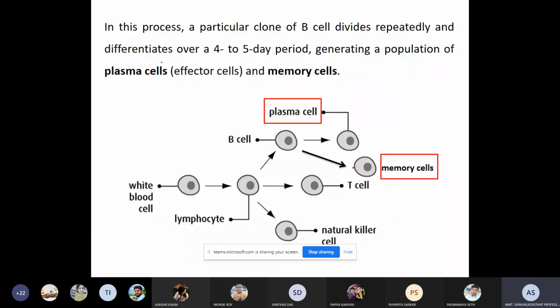So it will continuously divide and produce a huge number of the same type of B cell, just to fight against one particular pathogen that we are concerned about at this moment. And secondly, it will also produce the memory B cells, or memory cells. Memory cells will not produce any secretory antibody. They will just sit there for a long period.